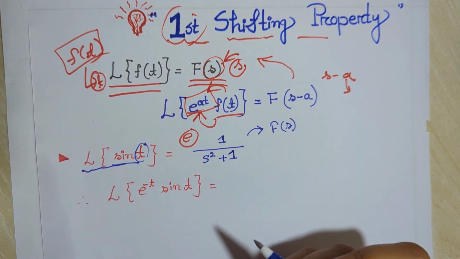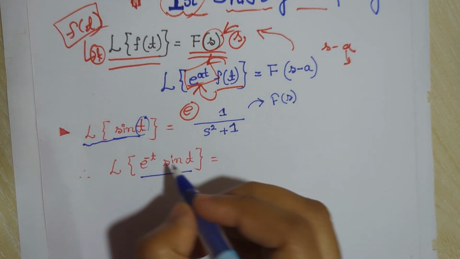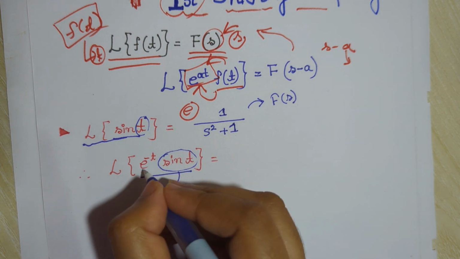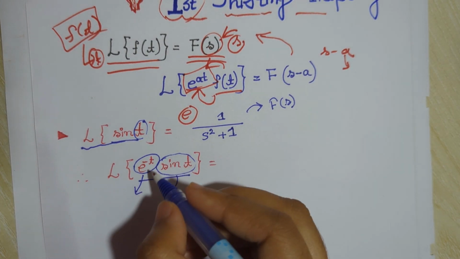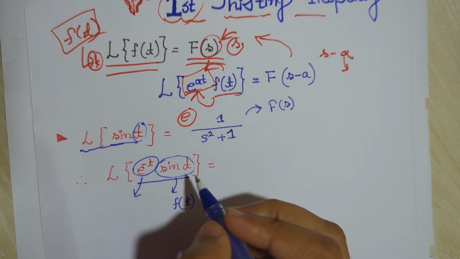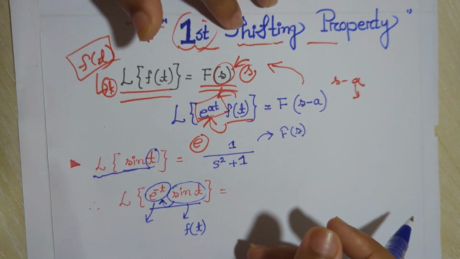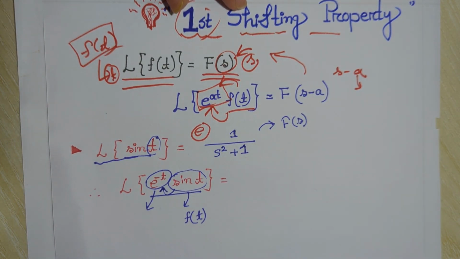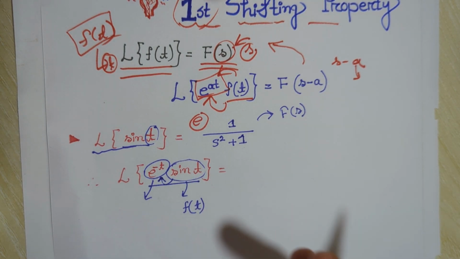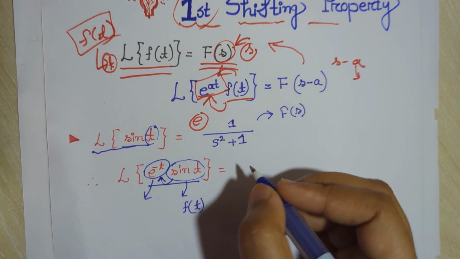So according to our first shifting property, suppose another function is given, e to the power minus t sin t. Here we can see that this is a function of t. Suppose sin t is our f of t function and this is an exponential function, and our main function is multiplied with this exponential function. So here we will use the first shifting property formula to find its result easily. We can also do the Laplace transform of this function manually, but if we want to find the result using the first shifting property, let's see how it works.